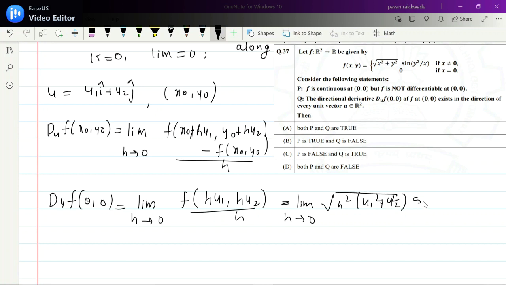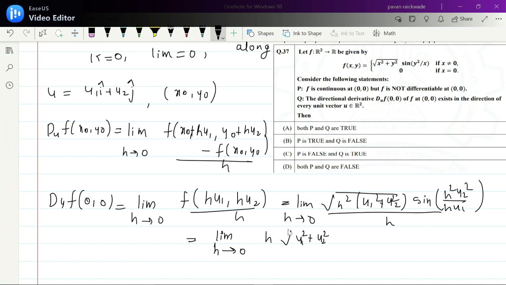into sine of (h squared u2 squared divided by h u1), divided by h, which is equal to the limit as h goes to 0 of h times the square root of u1 squared plus u2 squared into sine of (h u2 squared upon u1), divided by h. This h will get cancelled. This is a constant quantity, see here, this is also a constant quantity, and as h goes to 0 this term goes to 0, sine of 0 is 0, so this limit is 0.